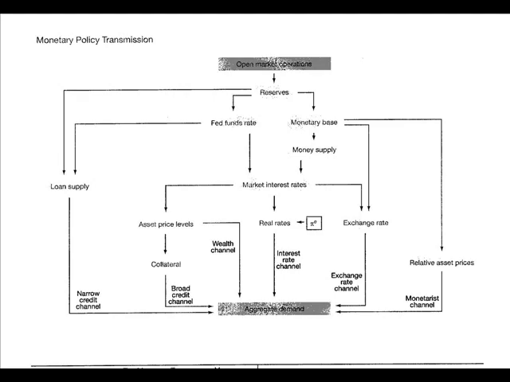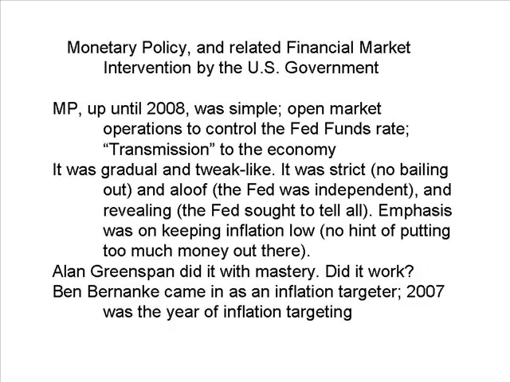That's the way we did monetary policy for about 20 years. It was very gradual generally, and I call it tweak-like. It was little changes, gradual changes, raising the Fed funds target rate by 25 basis points 15 times in a row. And it was strict. We didn't dabble in other things like bailing out investment banks. And it was, in a way, aloof.